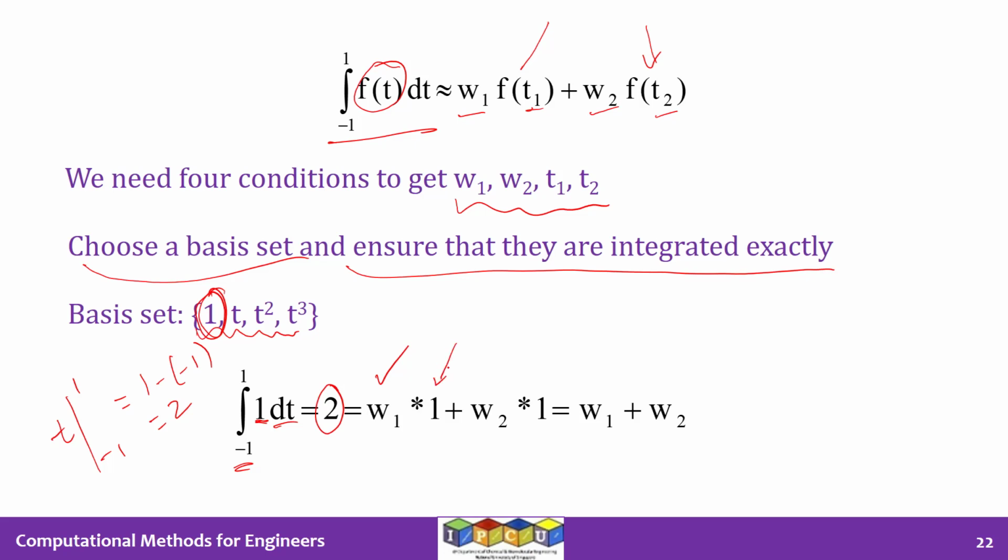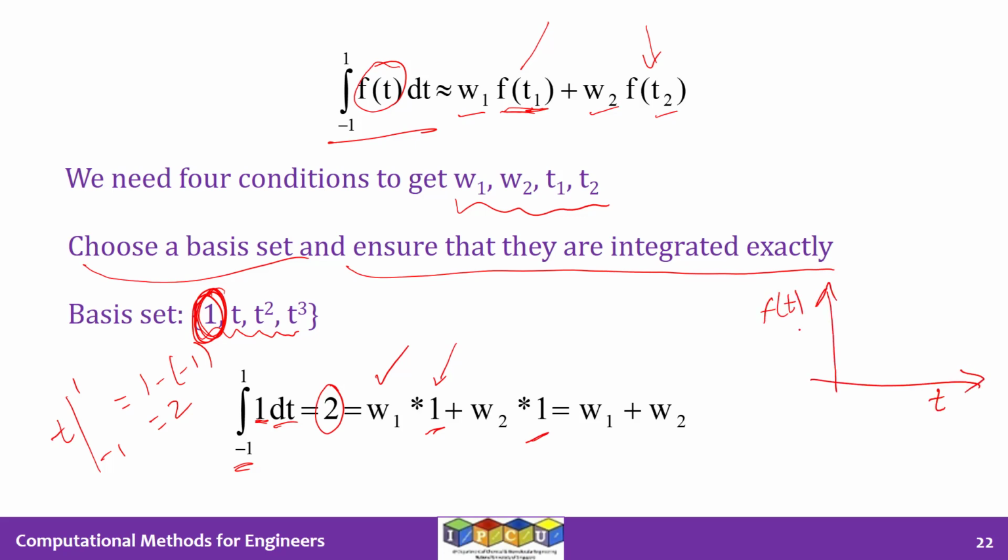Why? Because the function is 1 throughout the domain. So whether you evaluate it at t1, t2 or anything, the function is going to be exactly 1. So f of t1 for this function, the first element of our basis set, which is equal to 1, this is 1. And f of t2 is also 1 because that function is flat in the range of t.